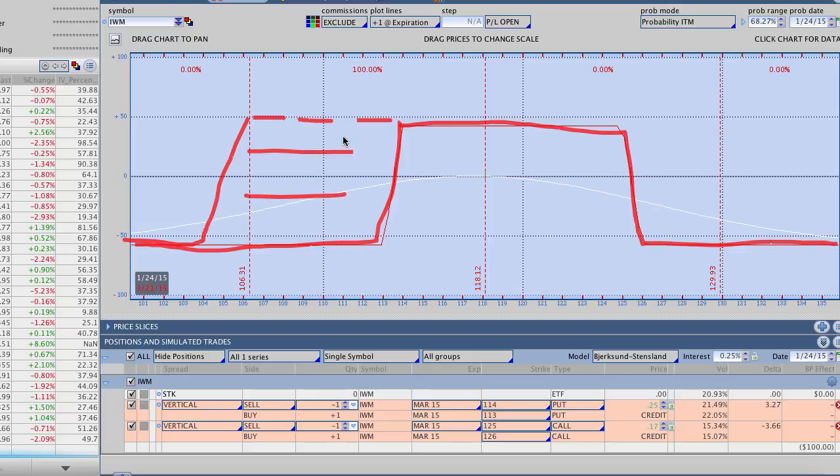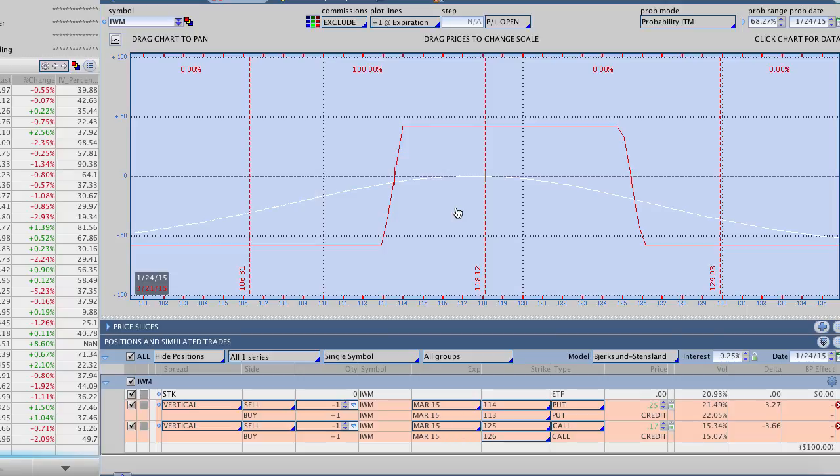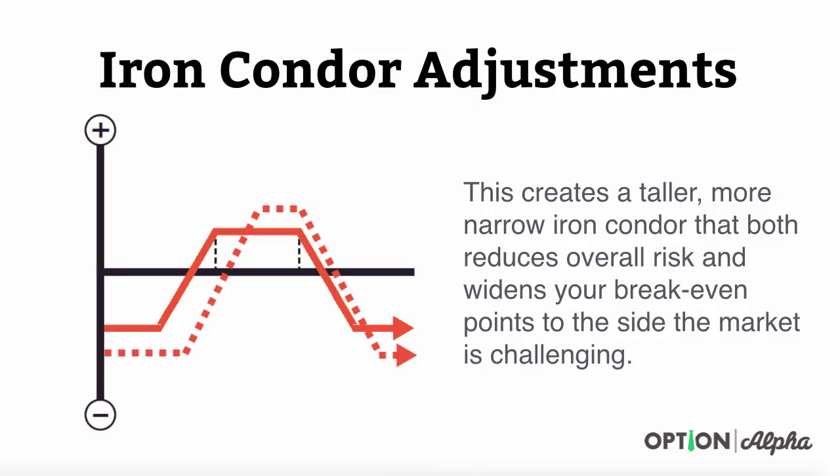And so what we're going to do is slide that put side in closer to the market and take in a very big credit, which helps reduce our loss if we keep the width of the strikes and the number of contracts the same, but also it increases our chance of success because it widens the break-even points by the credit that we receive. So again, by doing this type of adjustment where you're sliding the unchallenged side higher or lower if the market's moving against you, this creates a taller, more narrow iron condor that both reduces overall risk because of the credit that you're taking in and widens your break-even points to the side the market is challenging. And again, this increases your chance of success because if the market can then come back into those break-even points, you have an opportunity to make some money.